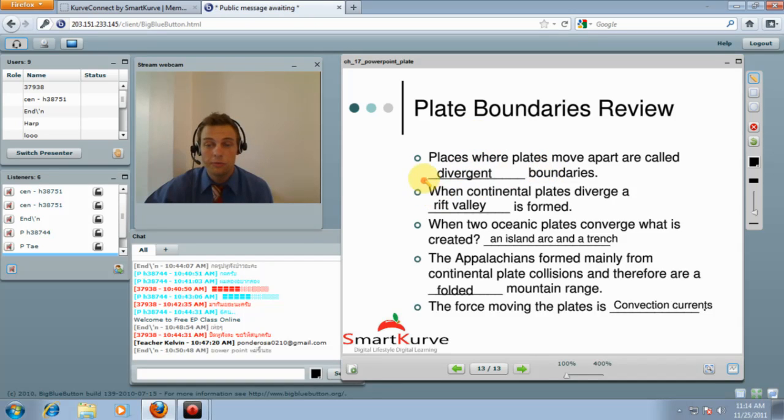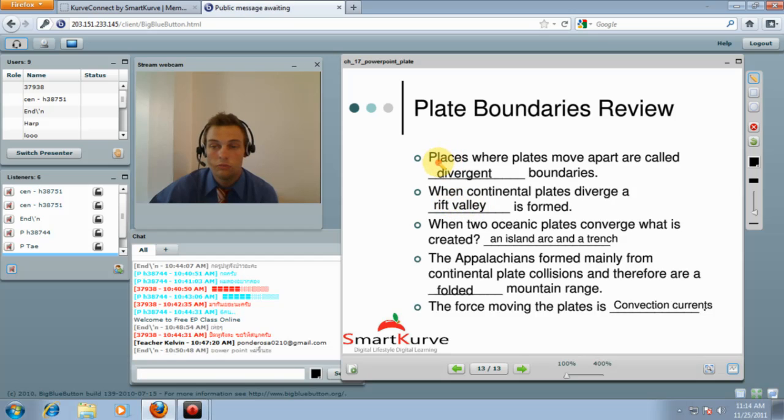This is just exactly what we've been talking about. Places where plates move apart are divergent. When they diverge, they form a rift valley. This is important because when it says continental plates, this means two land plates. So no ocean is involved with the rift valley.